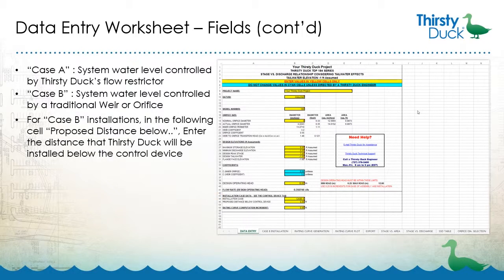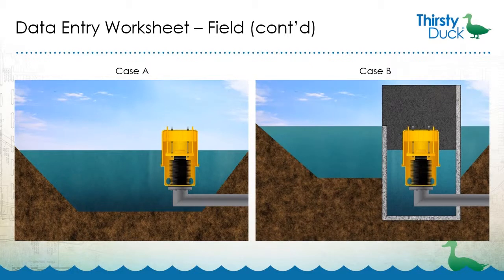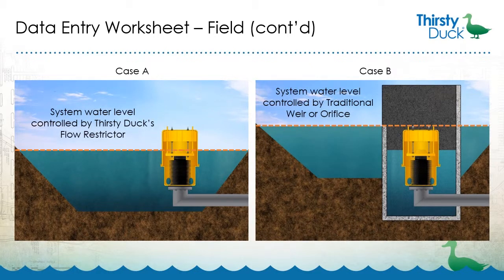If Case B is selected in the following cell, input the distance Thirsty Duck's flow restrictor will be installed below the elevation of the water level control device. Note: the value recommended for maximum hydraulic advantage is calculated in the Case B installation worksheet immediately following this worksheet. The diagrams on the screen illustrate Case A and B installations. For more information on Case A and B installations, please see our tutorial on the hydraulic principles behind the TDP series floating outlet and skimmer.